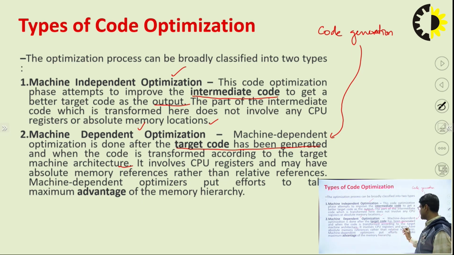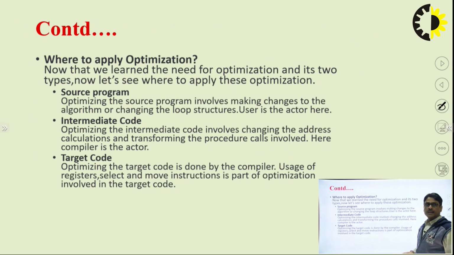It involves CPU registers because hardware is involved, and may have absolute memory references rather than relative references. Machine dependent optimizers put effort into taking maximum advantage of the memory hierarchy. So some hardware part is also involved during machine dependent optimization, but in the compiler that is not the largest part. The largest part of optimization is machine independent optimization. Now we are going to discuss machine independent optimization. Where to apply optimization?